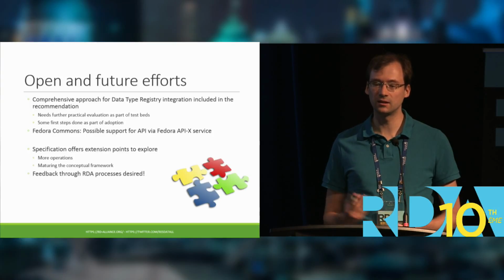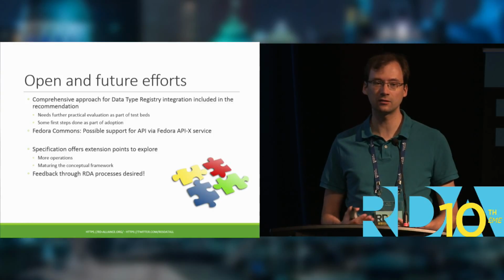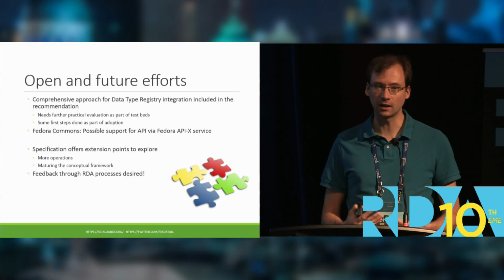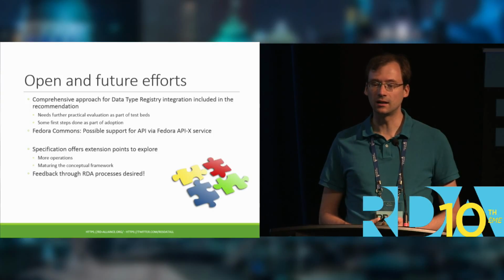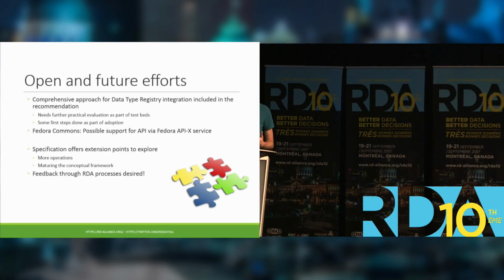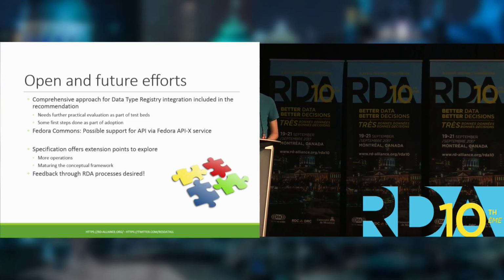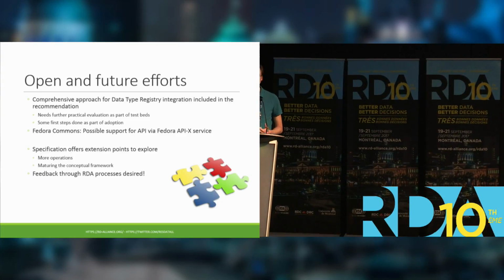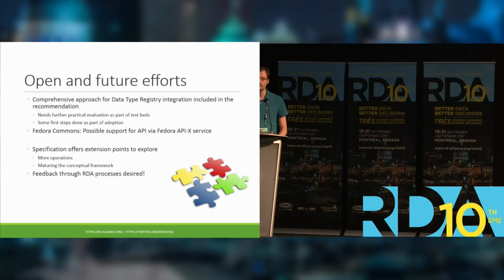The second point is here, Fedora Commons. There is a possible support for the API via the Fedora API X service. That is something that we tried to encourage over the last months, and I certainly hope that this will continue. I already mentioned the specification offers extension points, for example, more operations or maturing the conceptual framework. And of course, we desire also beyond this plenary, also for the next plenaries, feedback through the RDA processes.